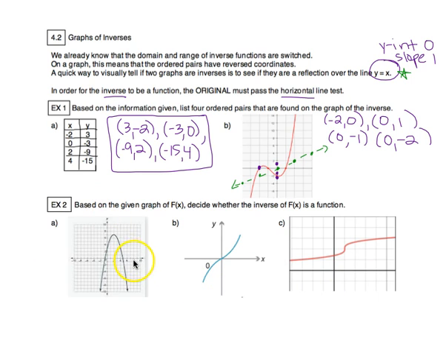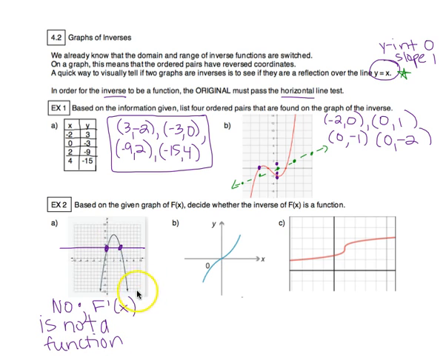All right, example 2, based on the given graph of f of x, decide whether the inverse of f of x is a function. So again, we could draw the inverse if we wanted to, but the easiest way is what we've written here. Look at the original, decide if it passes the horizontal line test. So on A, horizontal line here touches twice. So that would mean that the inverse is not a function. Now that doesn't mean we can't find ordered pairs for it. We could list ordered pairs for the inverse. It's just that the inverse is not a function. It would just be an equation or a relation.